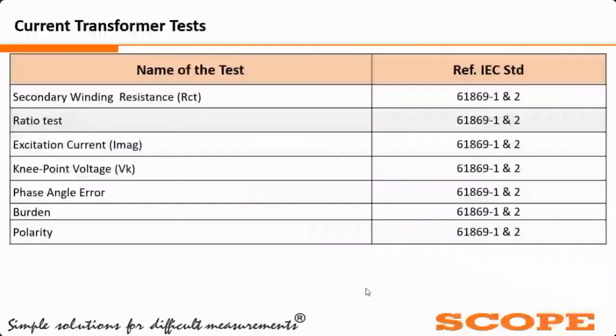Then here you can see what the important tests are that we need to carry out on a current transformer. The first one is the secondary winding resistance, ratio test, current, knee point voltage test, then phase angle error, burden test, and polarity. Out of that, the ratio test is one of the important tests, which is recommended by IEC 61869-1 and 2. And IEC has given some guidelines on how to interpret the results of the ratio test of a current transformer.